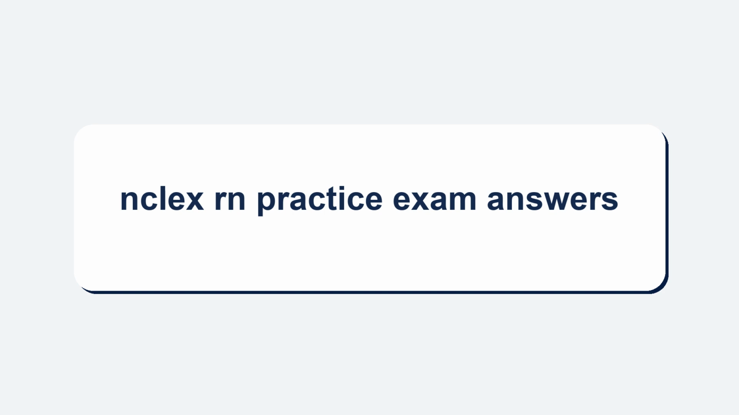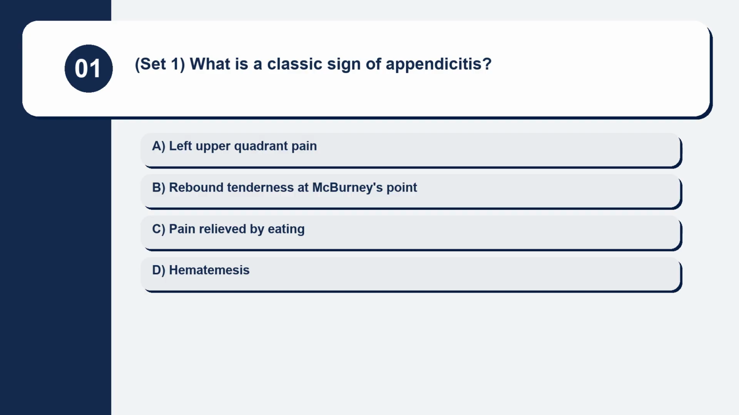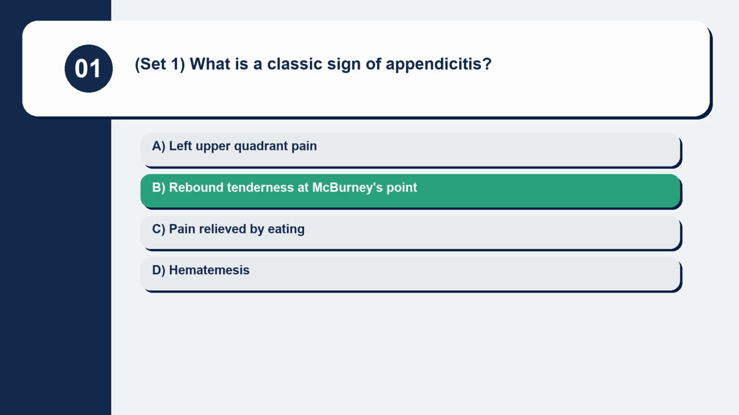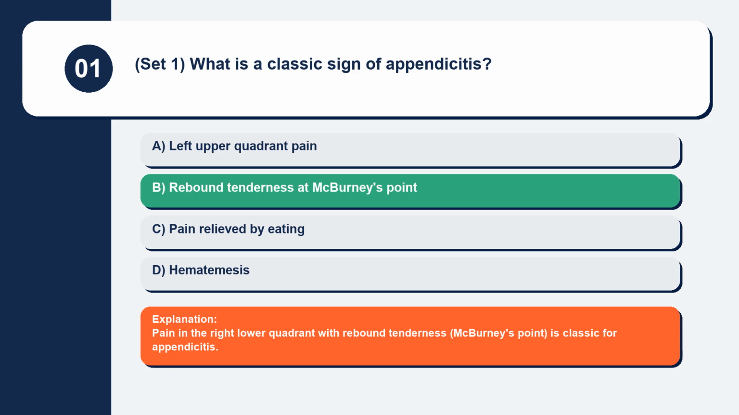NCLEX RN Practice Exam Answers. Question 1. Set 1. What is a classic sign of appendicitis? Left upper quadrant pain, rebound tenderness at McBurney's point, pain relieved by eating, hematemesis. Pain in the right lower quadrant with rebound tenderness, McBurney's point, is classic for appendicitis.